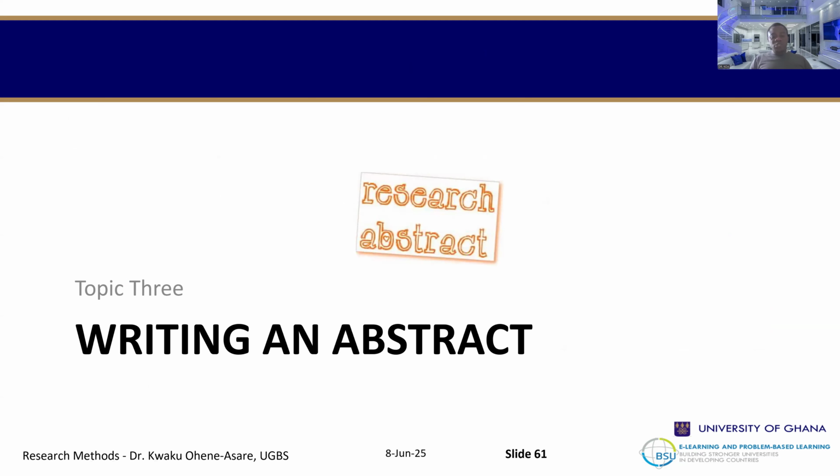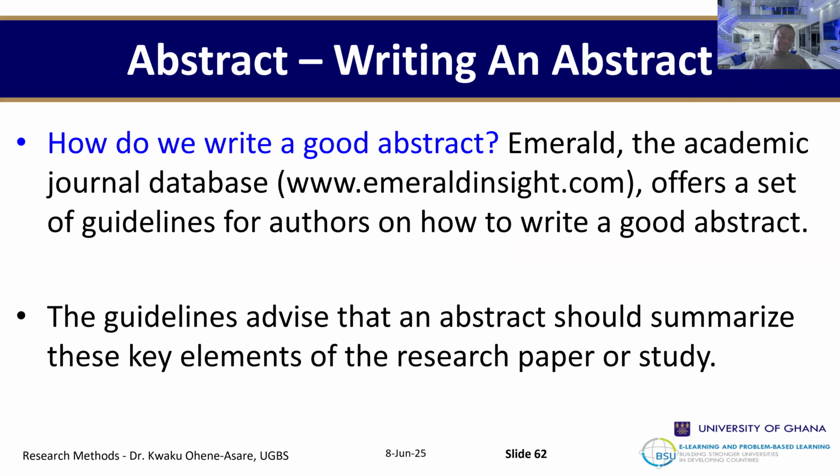Okay, now let's go to the final one, how to write the abstract. I told you the abstract is the first to be written. Okay, no, the abstract is written first, but the last to be written. I hope that makes sense. After you've done everything and you're now organizing everything, you've created your table of contents, everything is done, then you write your abstract. How do we write a good abstract?